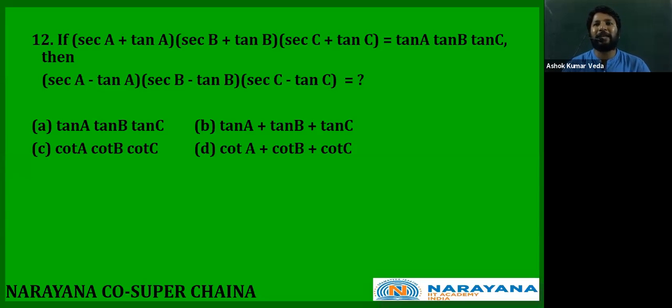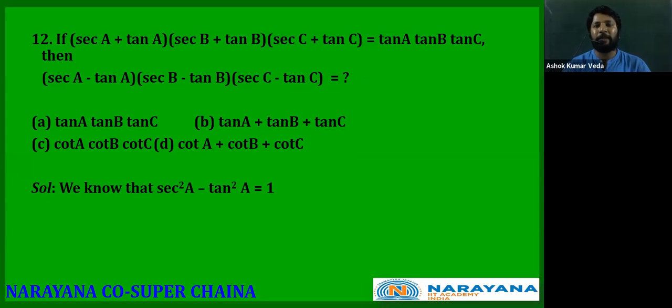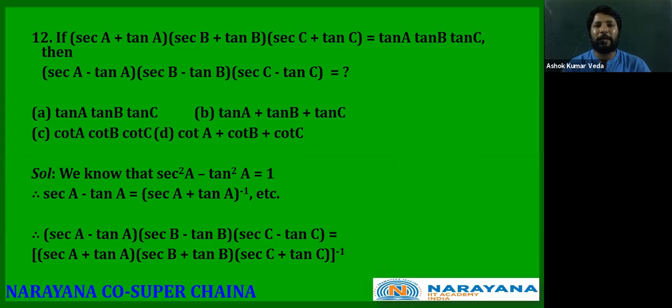So what we will do is we will first treat each bracket individually. Since we know sec square A minus tan square A is equal to 1, I can say sec A minus tan A is actually the inverse of sec A plus tan A. See, the product of sec A minus tan A and sec A plus tan A is 1, and so sec A minus tan A is 1 upon sec A plus tan A. And therefore I can say sec B minus tan B is 1 upon sec B plus tan B, and sec C minus tan C is also 1 upon sec C plus tan C. And so when you multiply all of those, you get sec A minus tan A times sec B minus tan B times sec C minus tan C is actually equal to sec A plus tan A into sec B plus tan B into sec C plus tan C, the whole inverse.